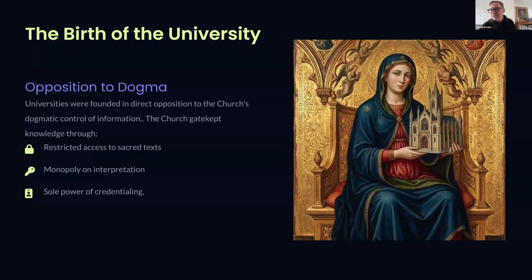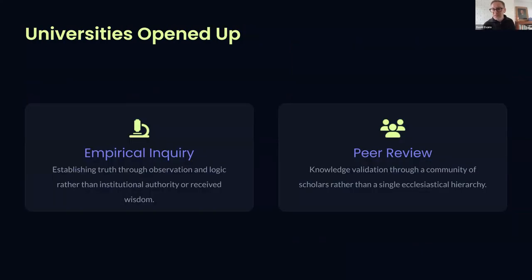University comes into existence sort of in conversation with the dogma of the church. It's kind of in direct opposition, right? So we're loosening up the control of information. The church was gatekeeping that kind of stuff through the restricted access to those texts, the monopoly on interpretation, and the sole power of credentialing, so only they can stamp out priests. Universities really wanted to work on empirical inquiry, right? Establishing the truth through observation and peer review. So let's open it up and talk about it. Let's let everybody in the door.